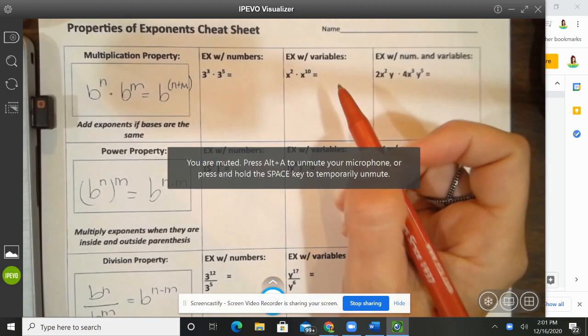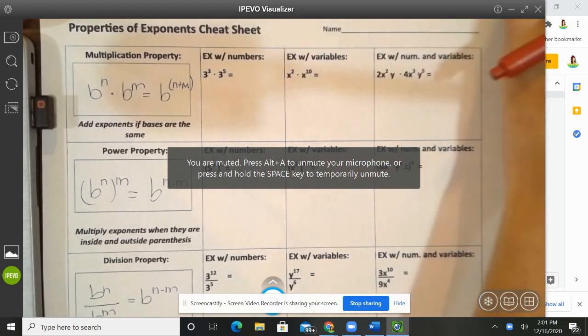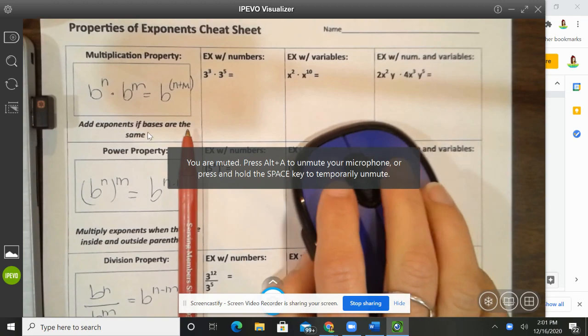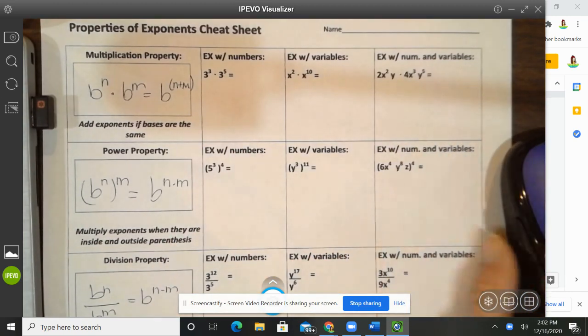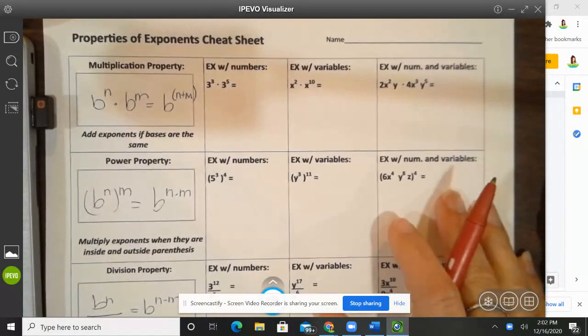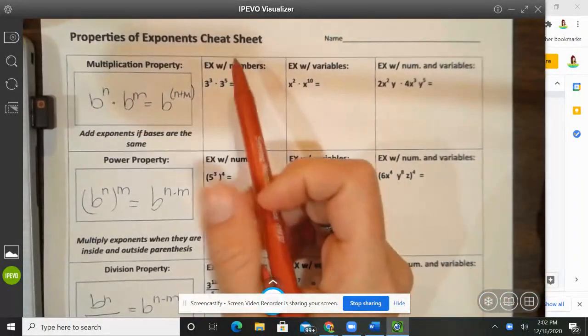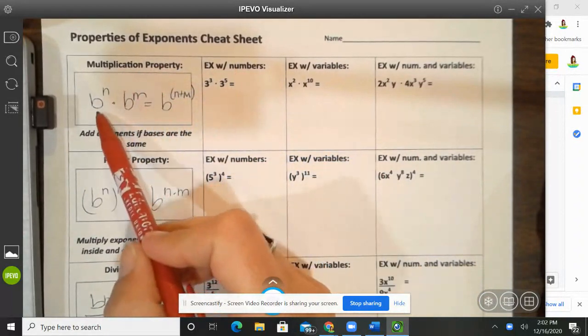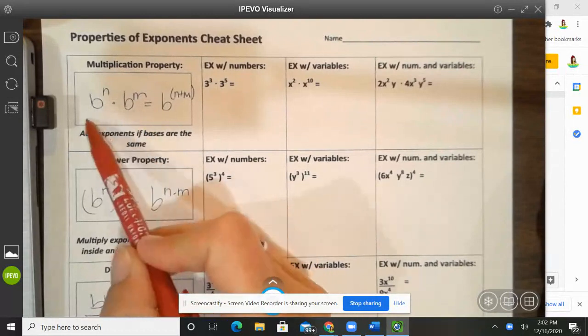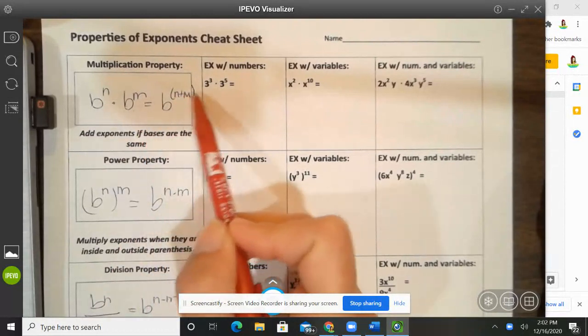All right, so this week we are working on remembering the properties of exponents, or the rules of exponents, laws and rules of exponents. So with numbers, the multiplication property says that when you multiply the same base, you add the exponent.